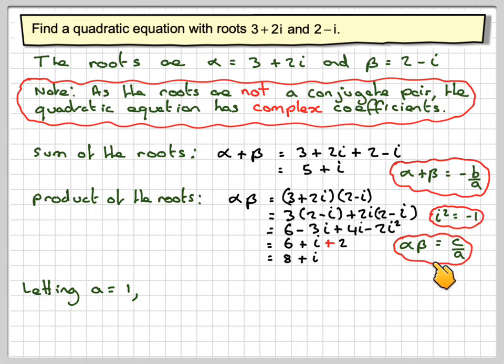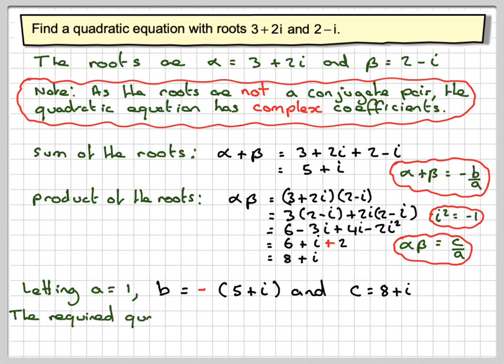That means that alpha times beta is c over a. So letting a be equal to 1, because both of these are over 1, b is going to be minus this one, so we need to put brackets around all of it. And c is 8 plus i.